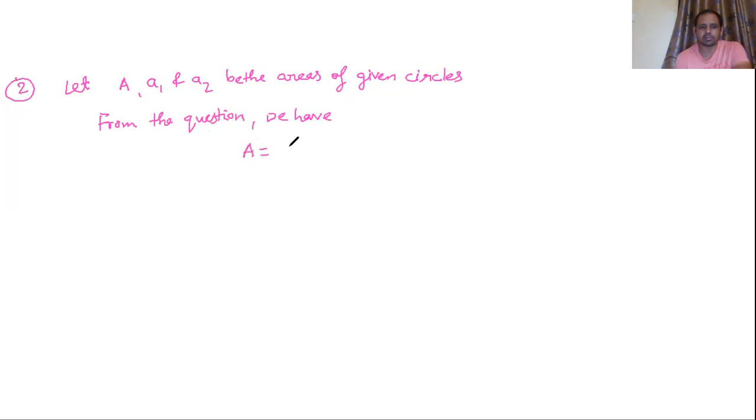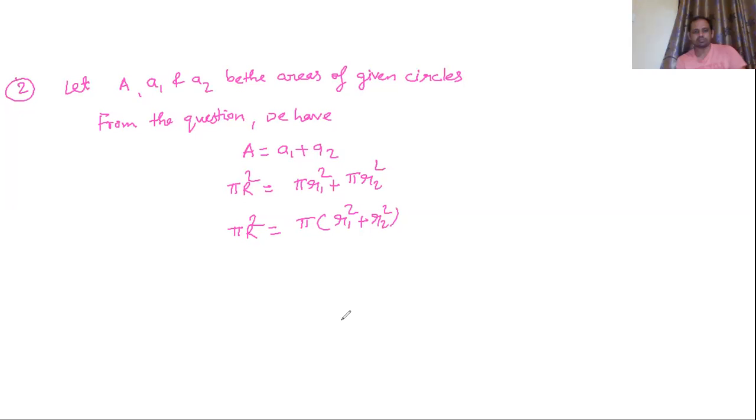area of the bigger circle equals the sum of the areas of the smaller circles, A1 plus A2, and the formula to find the area of a circle is pi r square. Pi capital R square equals pi r1 square plus pi r2 square. If we take this pi outside, inside there will be r1 square plus r2 square, right? This pi will be cancelled out. Therefore, R square is nothing but small r1 square plus small r2 square. Here r1 and r2 are 6 and 8. Therefore, it is 6 square plus 8 square.